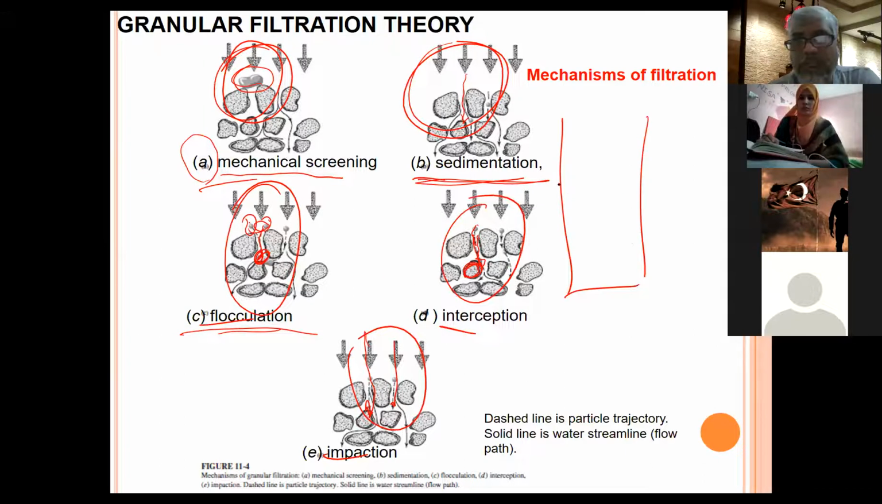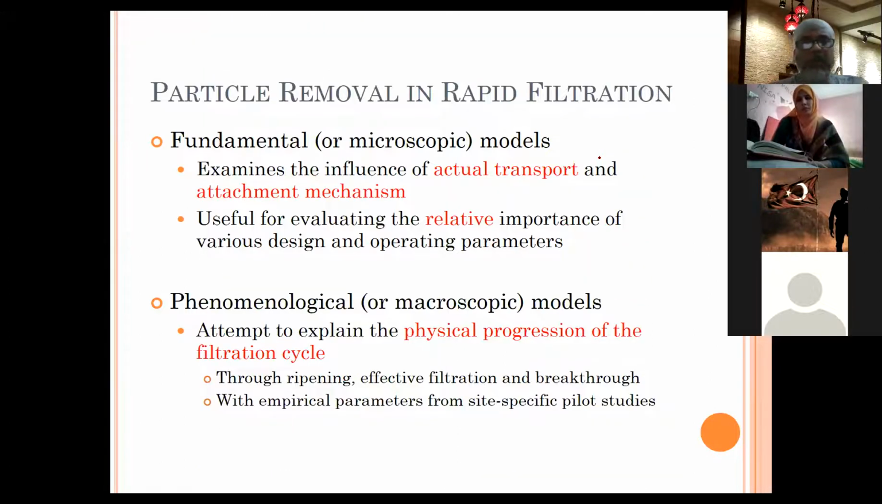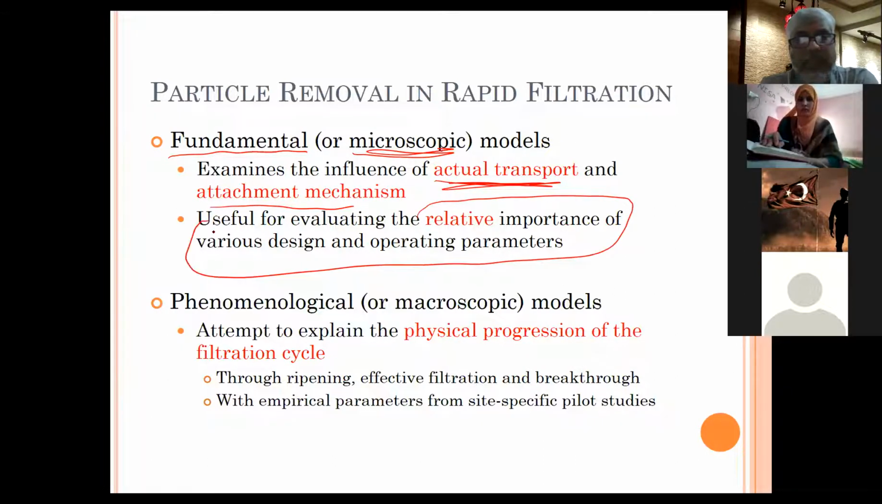Another way of modeling is to model whatever is happening under bulk conditions. There are two types of model. We call them fundamental models, or microscopic level, which actually model the actual transport and attachment mechanisms. They're relatively complex, but it's very useful to evaluate different designs.